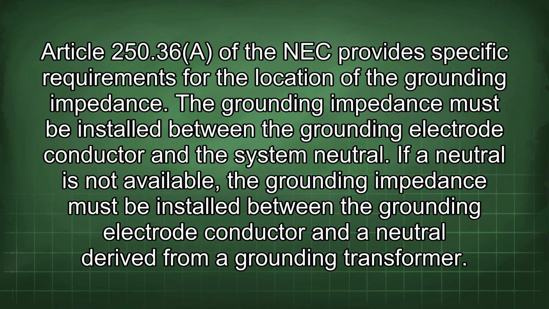Article 250.36 of the NEC provides specific requirements for the location of the grounding impedance. The grounding impedance must be installed between the grounding electrode conductor and the system neutral. If a neutral is not available, the grounding impedance must be installed between the grounding electrode conductor and a neutral derived from a grounding transformer.